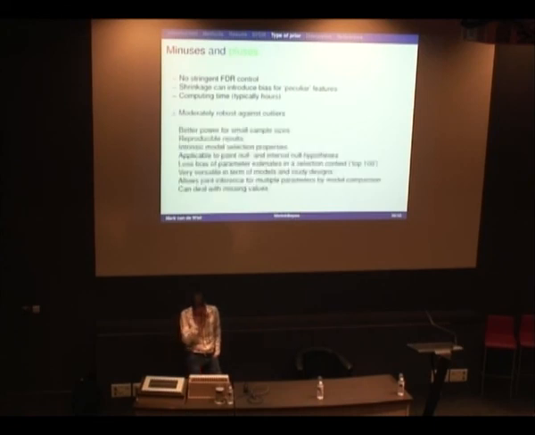So, to sum up, and I haven't mentioned all of this, but it's just giving an idea of what the minuses and pluses are. It's not stringent in terms of FDR control, but it's doing a good job. But it's not stringent, so if you find that extremely important, then probably you can only restrict to this method. Shrinkage can, in principle, introduce a bias for peculiar features, so if you have very outlying features. That is not something we observe. Computing time is typically hours. So even though it's a lot faster than MCMC, you still have to wait for a while.